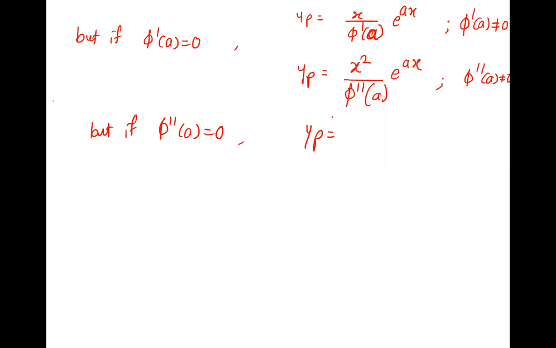X cube divided by one more phi triple dash. Yes, x cube, one more x, one more derivative. Phi triple dash of a into e^(-4x). Once again, that phi triple dash of a should not be 0. If 0, then one more x, one more derivative. And it continues till we get a non-zero term. When we get the non-zero term, we'll stop there. Clear?